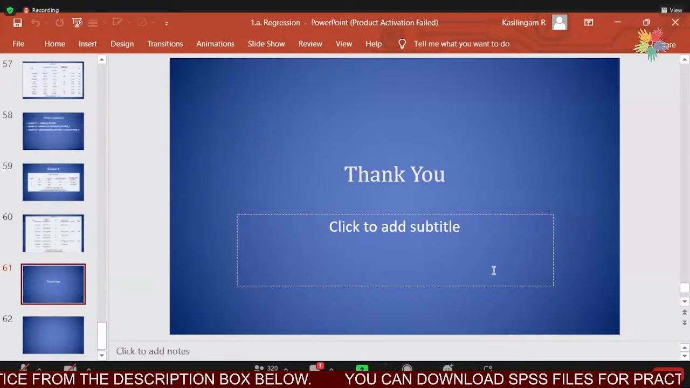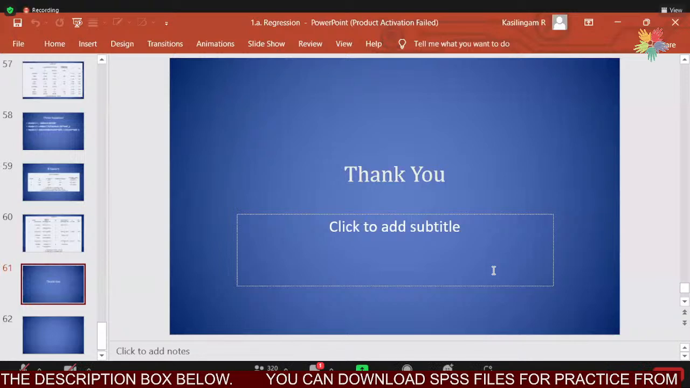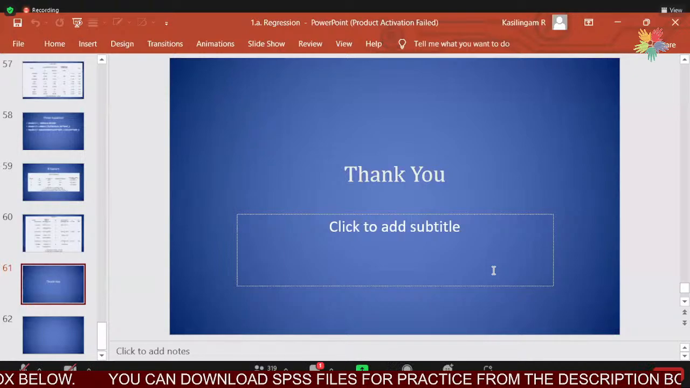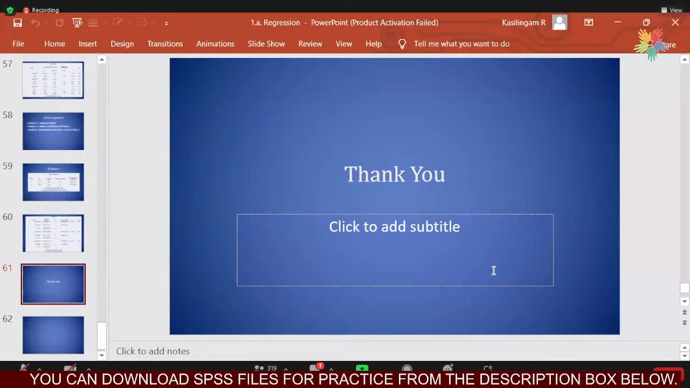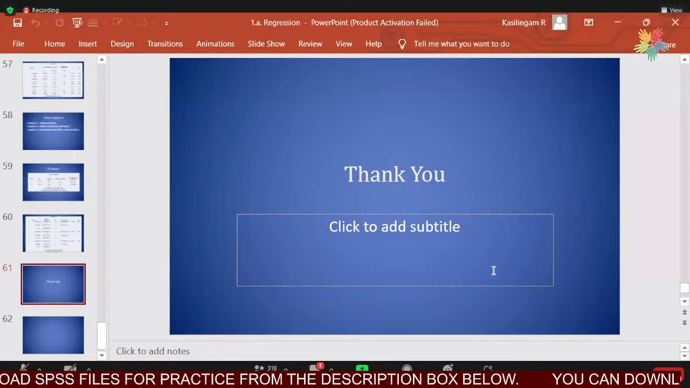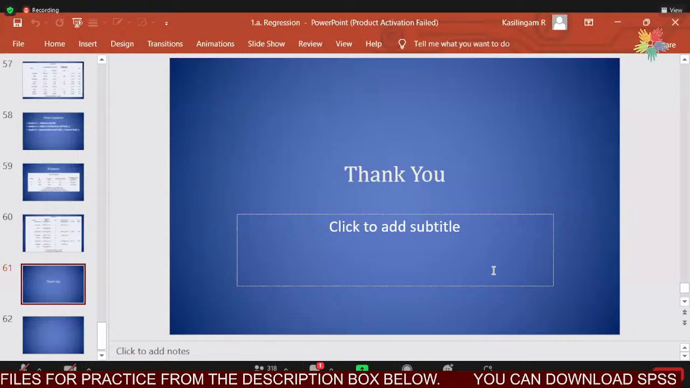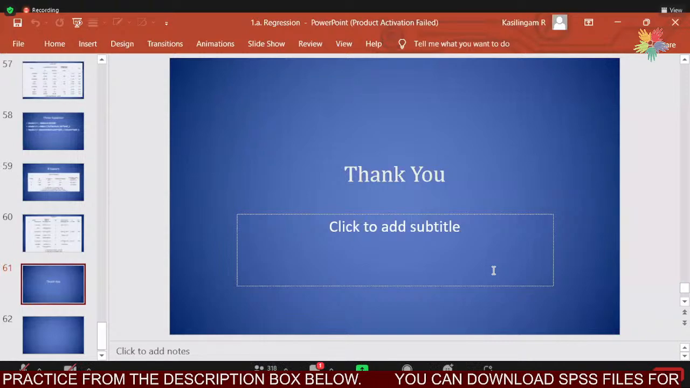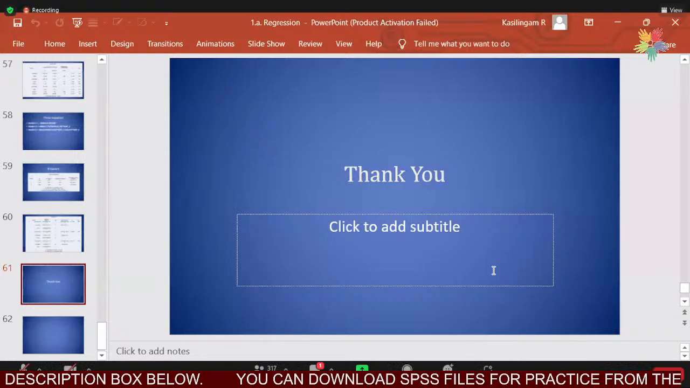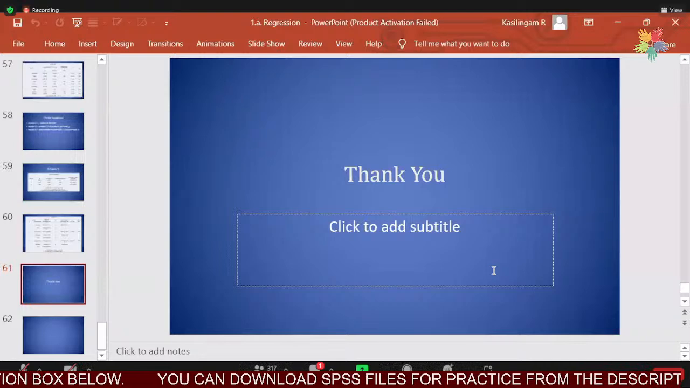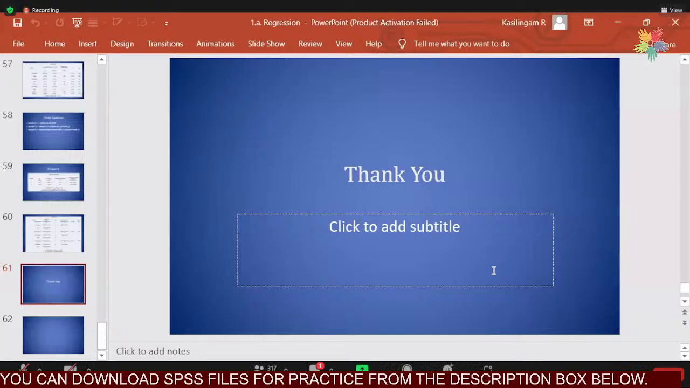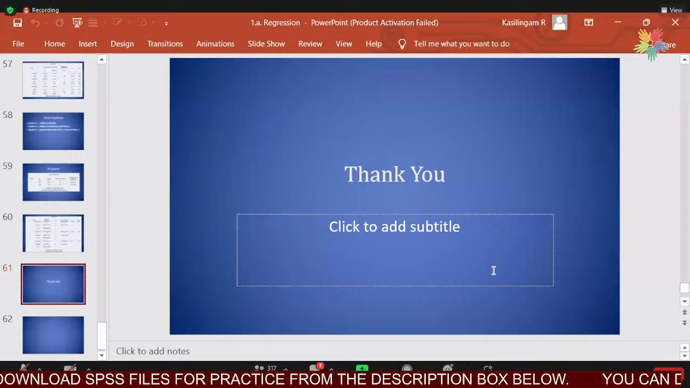Sir, in that result output screen in SPSS, the constant value also gives a significance, right? Yes, ma'am. It should be considered, that significance value, while writing the equation. Like in this case, the value is a little more than 0.05. Does that mean that the constant is not needed, or the constant can be removed from the equation? Is there something like that, sir?